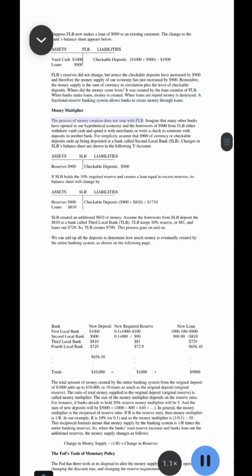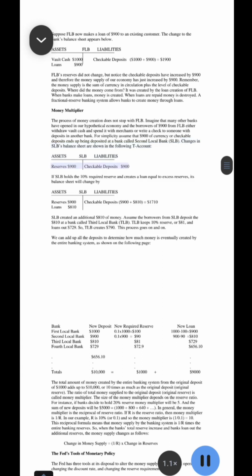Money multiplier. The process of money creation does not stop with FLB. Imagine that many other banks have opened in our hypothetical economy, and the borrowers of $900 from FLB either withdraw vault cash and spend it with merchants or write a check to someone with deposits in another bank. For simplicity, assume that $900 of currency or checkable deposits ends up being deposited at a bank called Second Local Bank (SLB). Changes in SLB's balance sheet are shown in the following T account.